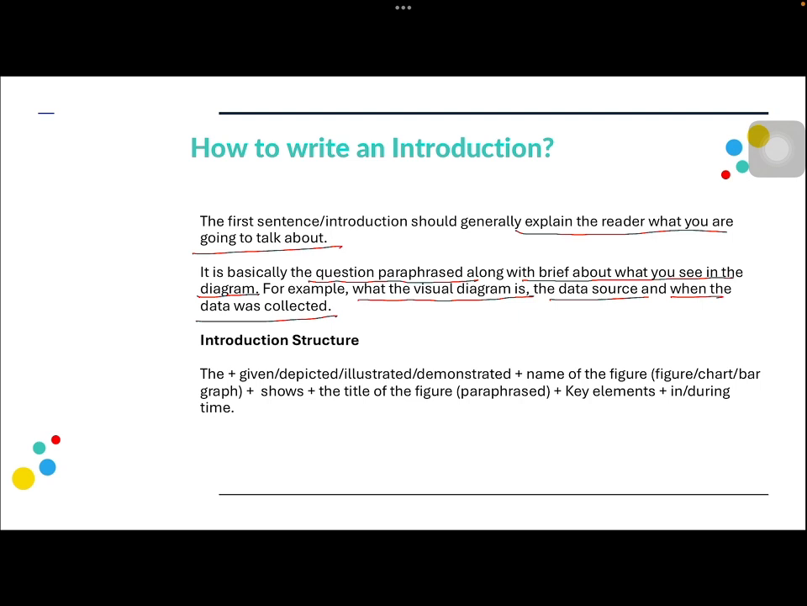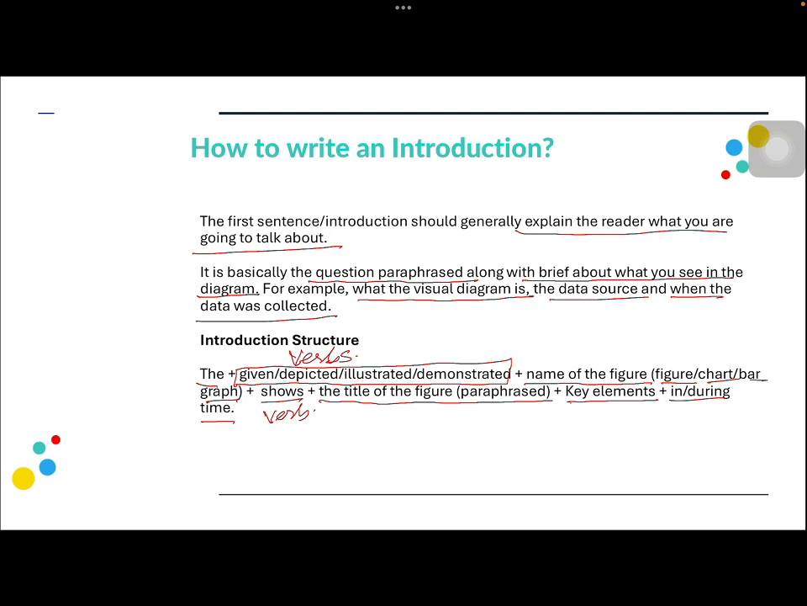I also have a sample introduction structure. The given, depicted, illustrated, demonstrated. So these are the verbs that you can use, right? Plus the name of the figure. It could be a bar chart, a line graph, and so on. Plus shows, again another verb. Again, you can use multiple varieties of verb here. Title of the figure, which should be paraphrased. Then mention all the key elements and then the time period.